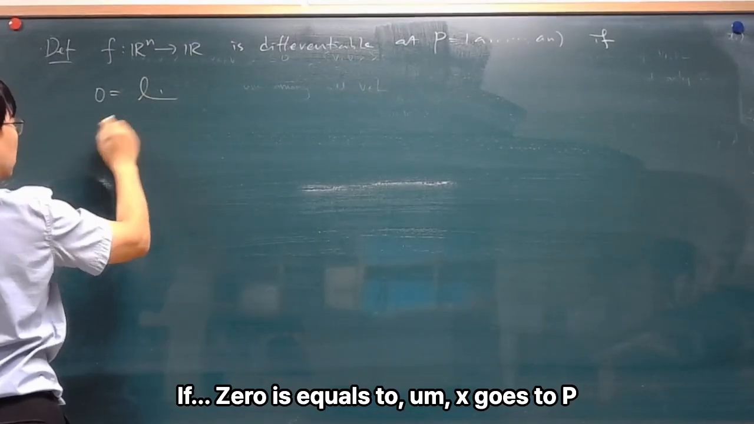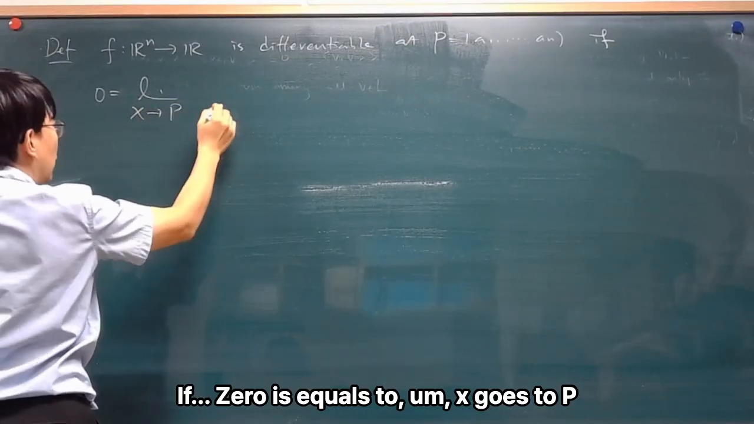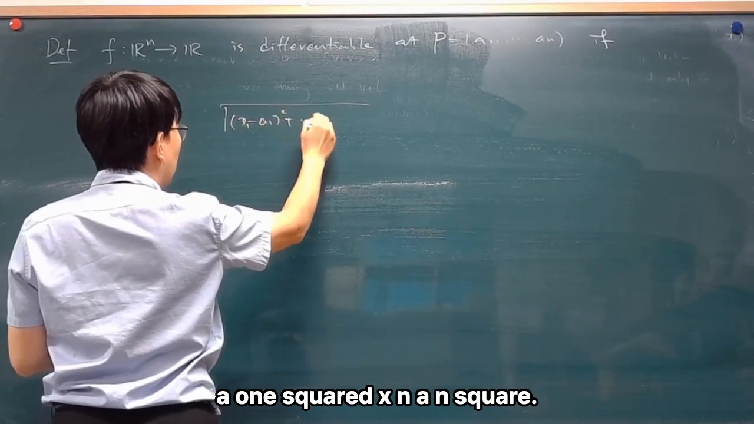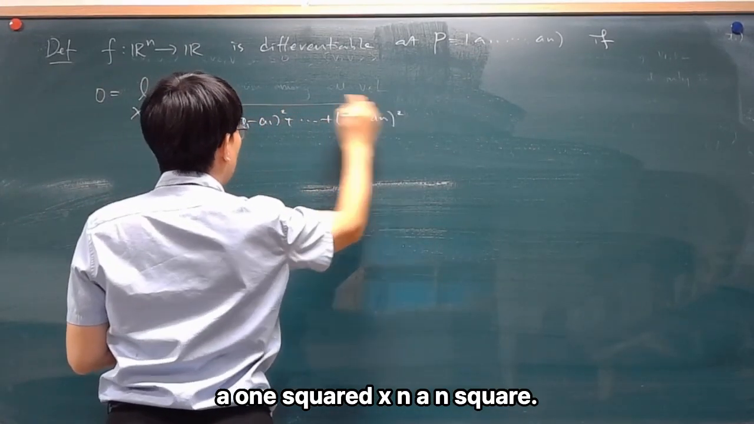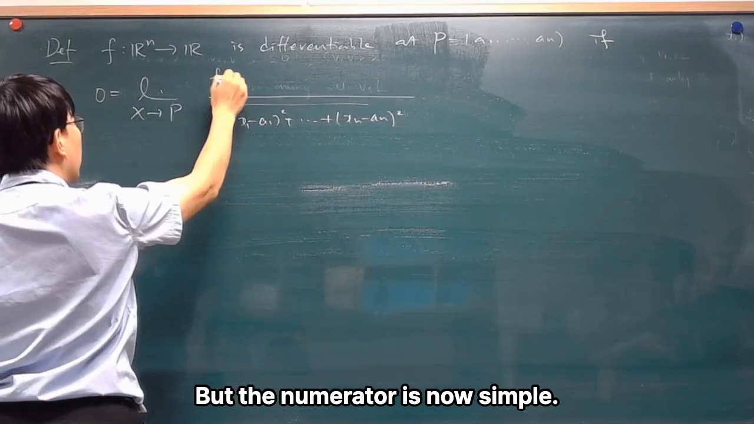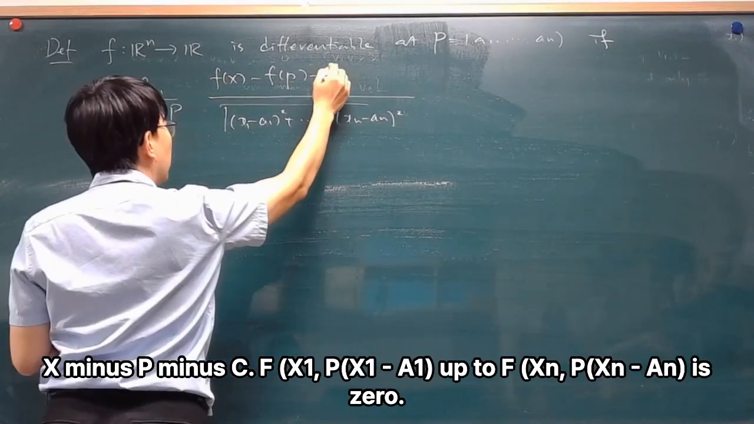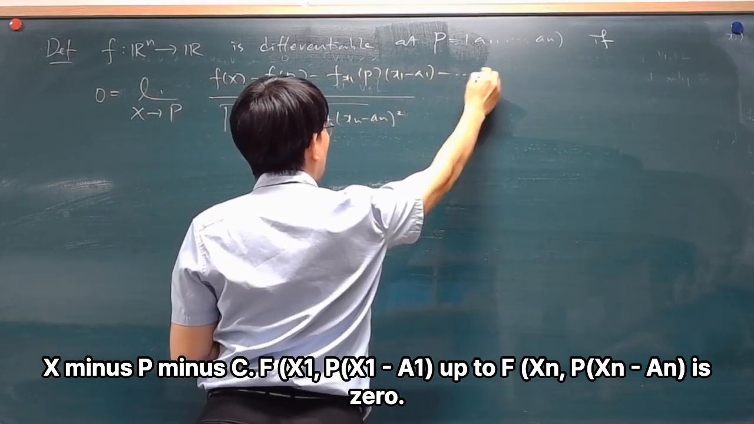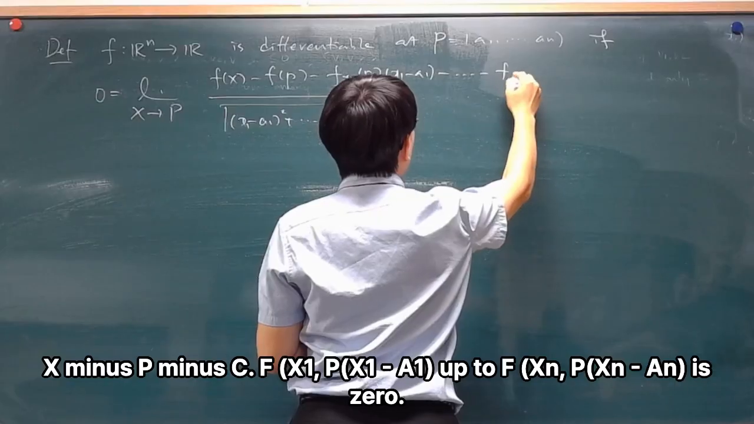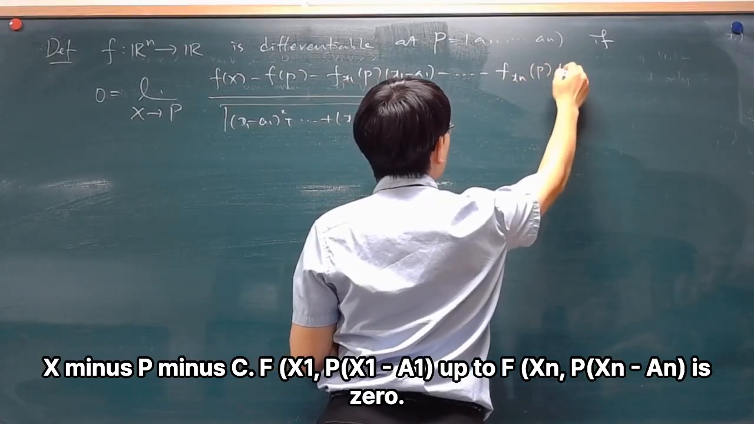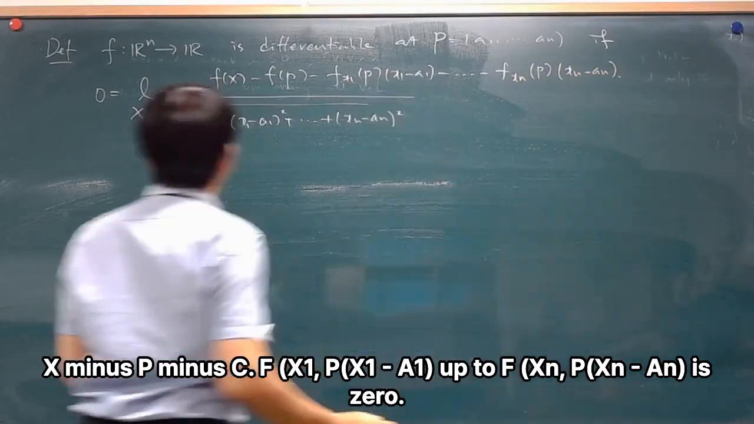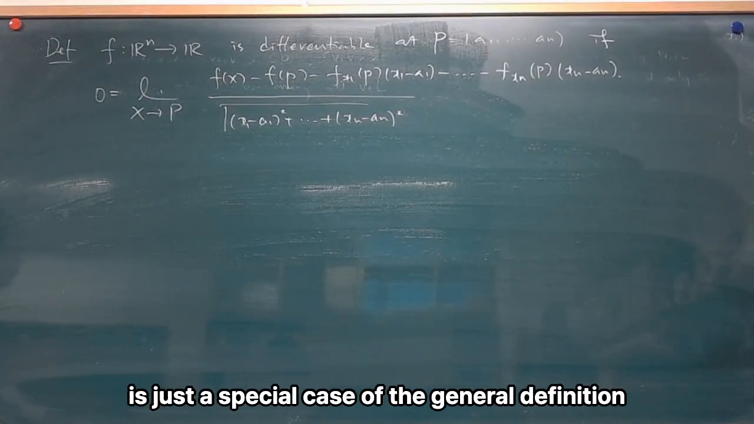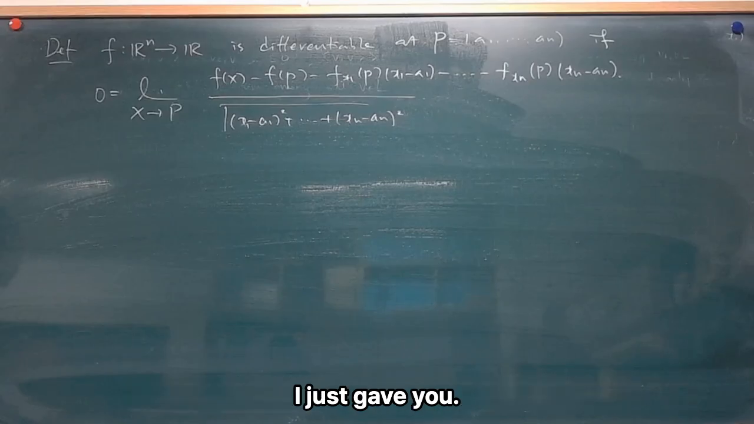0 equals the limit as x goes to p, where the denominator is the same, (x1 minus a1) squared up to (xn minus an) squared, but the numerator is now simple: f(x) minus f(p) minus f_x1(p)(x1 minus a1) up to f_xn(p)(xn minus an). So you can see this definition is just a special case of the general definition I just gave you.